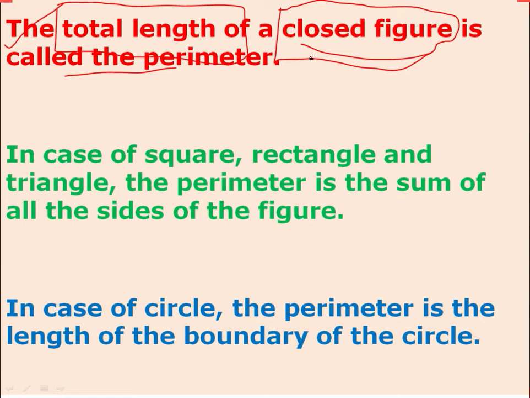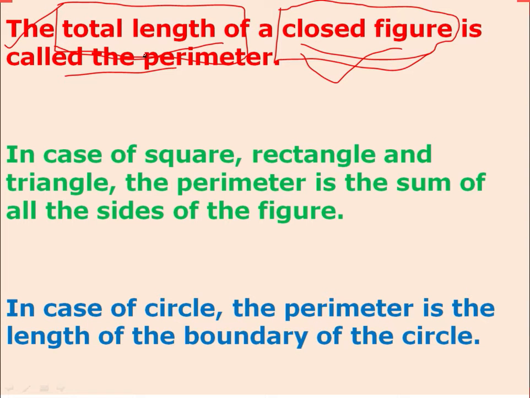Now, dear students, when we learn about shapes, we learn about two kinds of shapes, one is open shape and one is closed shape. At that time I told you the closed shape is further divided into many categories, meaning 0D shape, 1D shape, 2D shape, 3D shapes. Now, when we talk about the perimeter, perimeter can be found for a closed shape. So this concept is clear for you. Now this is the new concept, total length of a closed figure.